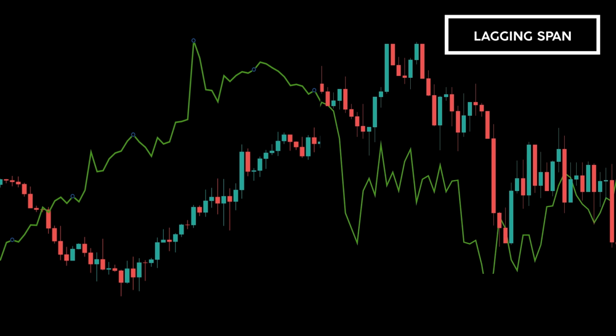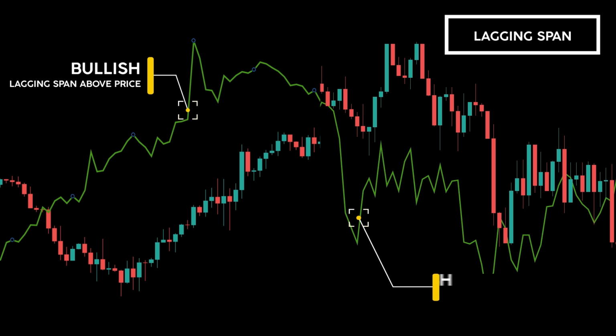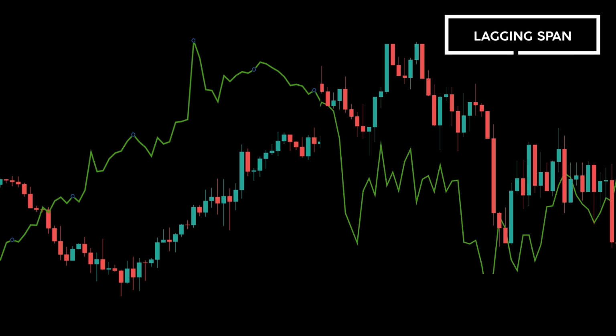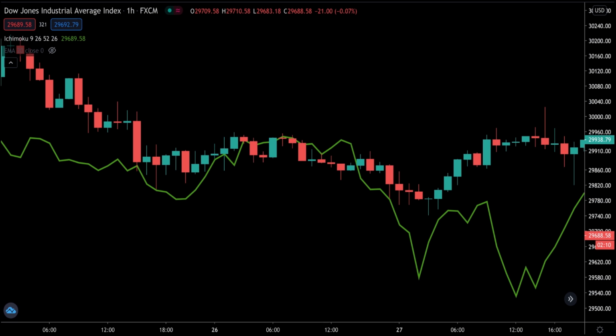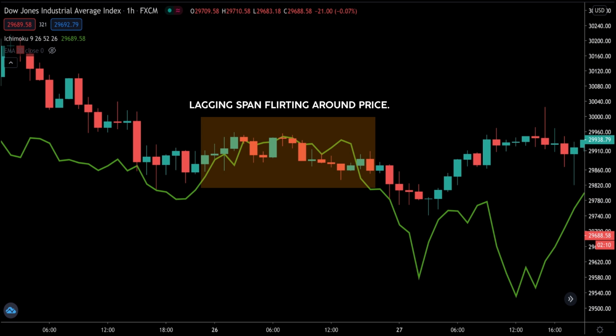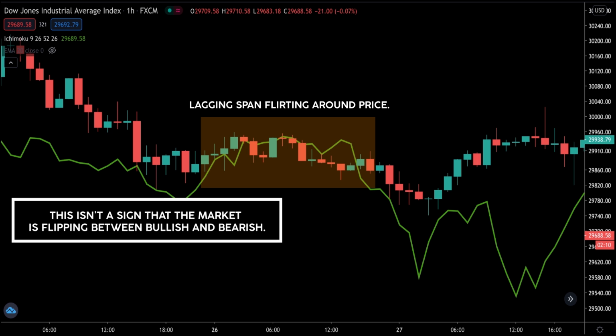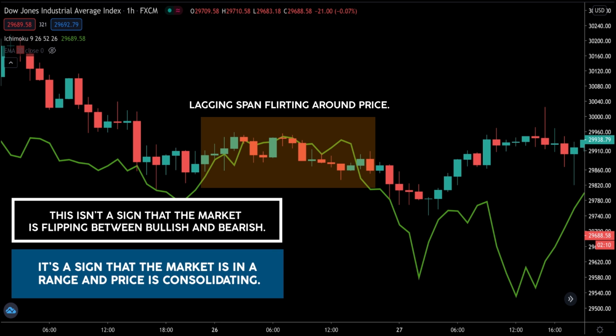Moving on to the lagging span, this line shows you the overview of the trend. When you see that the lagging span is above price, that indicates a bullish bias. And when you see that the lagging span is below price, that indicates a bearish bias. Sometimes you will see that the lagging span is flirting around the price. This isn't a sign that the market is flipping between bullish and bearish. Rather, that's a sign that the market is in a range and price is consolidating.